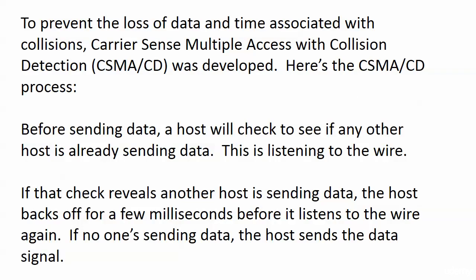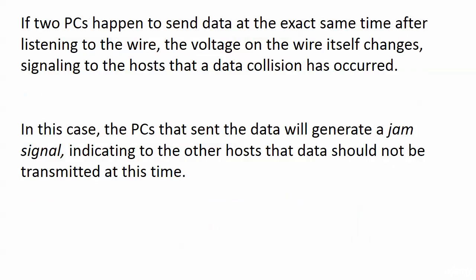Now, to prevent those collisions from happening, or happening as often as they would otherwise, we developed a little something called Carrier Sense Multiple Access with Collision Detection, which fortunately we call CSMA/CD. And here is that overall process. Before sending data, a host is going to check to see if anyone else is already sending data, and this is called listening to the wire. Now, if that check reveals another host is sending data, the host is going to back off for a few milliseconds before it listens to the wire again. And if no one's sending data, then the host goes ahead and sends its data. Now, this could be, and of course, the more hosts you have on the hub, the greater the chance of this happening.